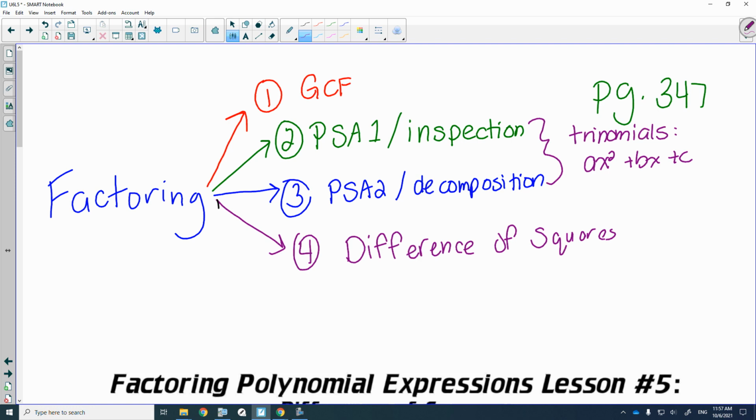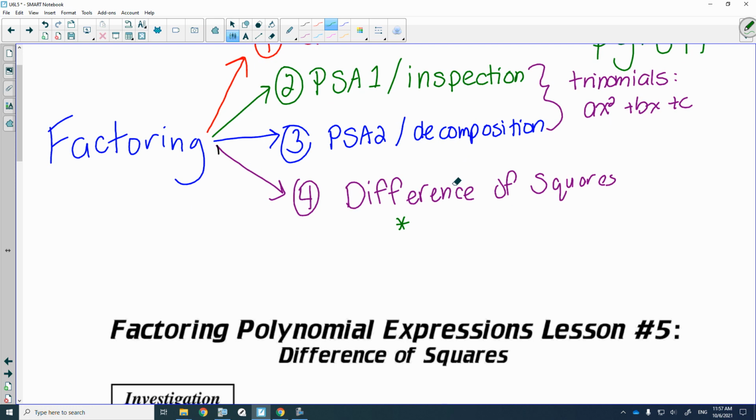You want to write this part down and you want to star this. How you're going to recognize that it's a difference of squares, it will always be two terms. Okay, so that's the first thing. Two terms. And the two terms must always be separated by a minus. So in between the two terms, there's going to be a minus. So separated by a minus.